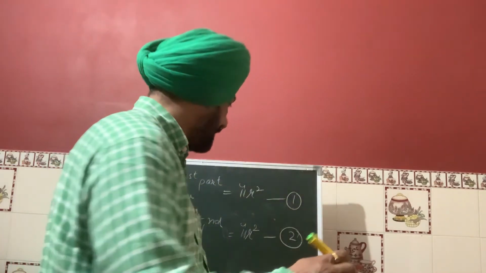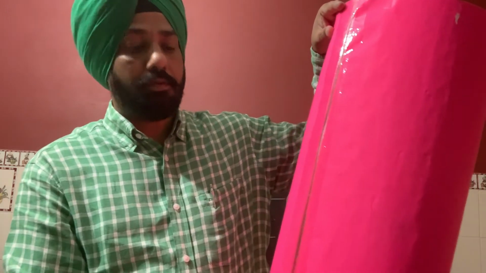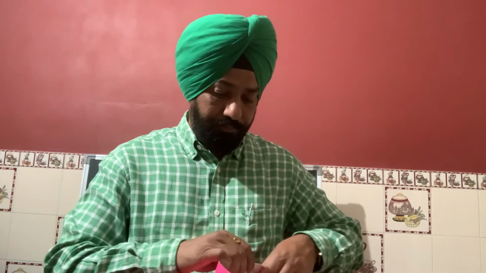And how to calculate the area of this hollow pipe? You ask the question from the students: how to calculate the area of this hollow pipe? At that moment you call one student and ask him to cut this cylinder from this point. And after cutting the cylinder from this side, we will get this type of geometrical figure.